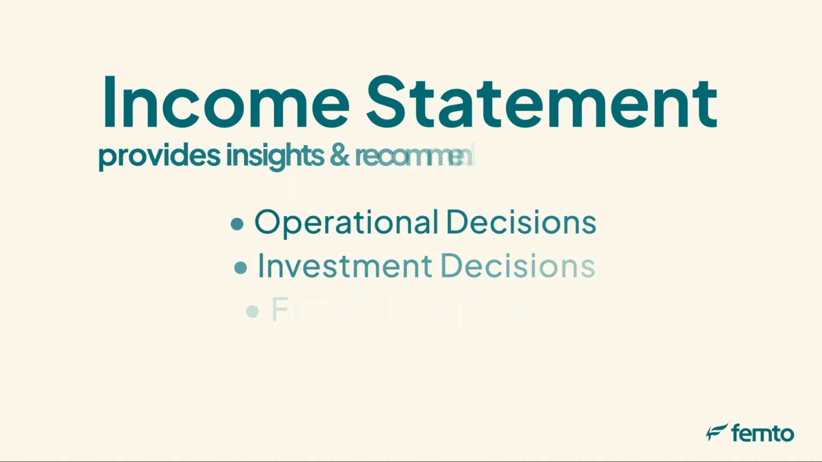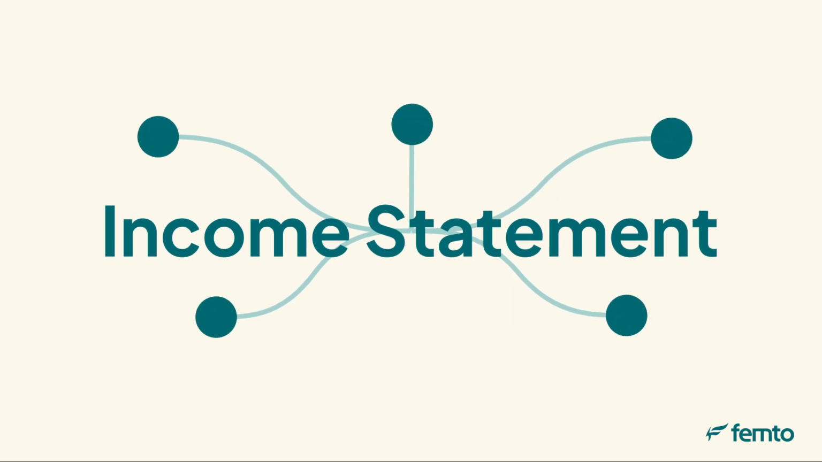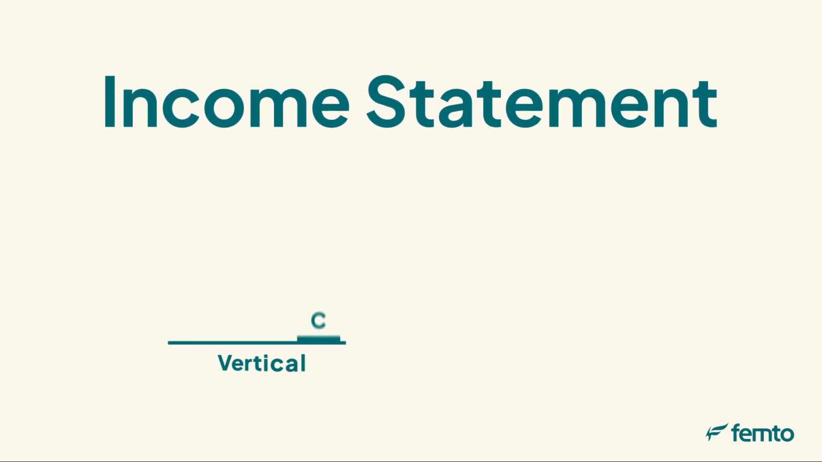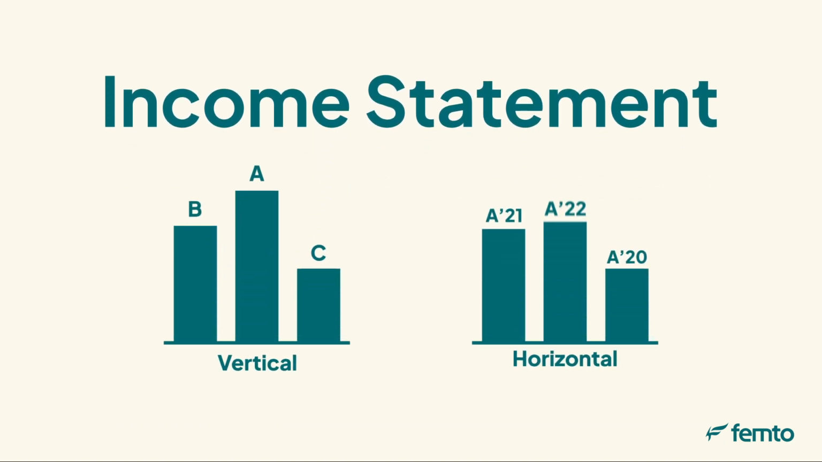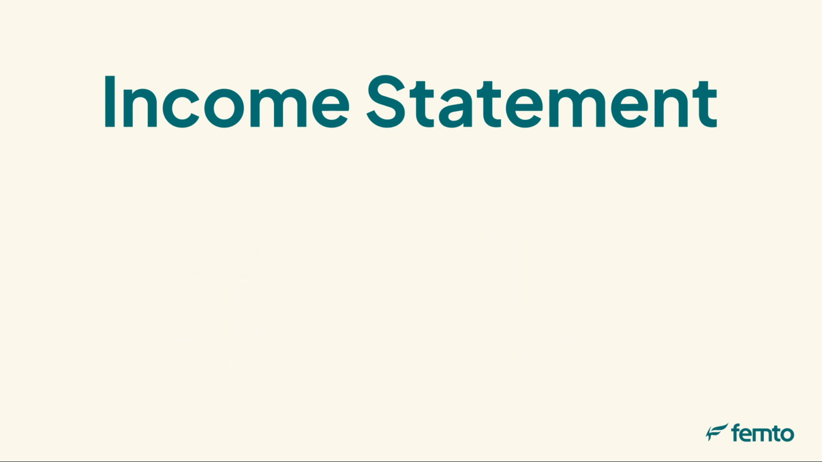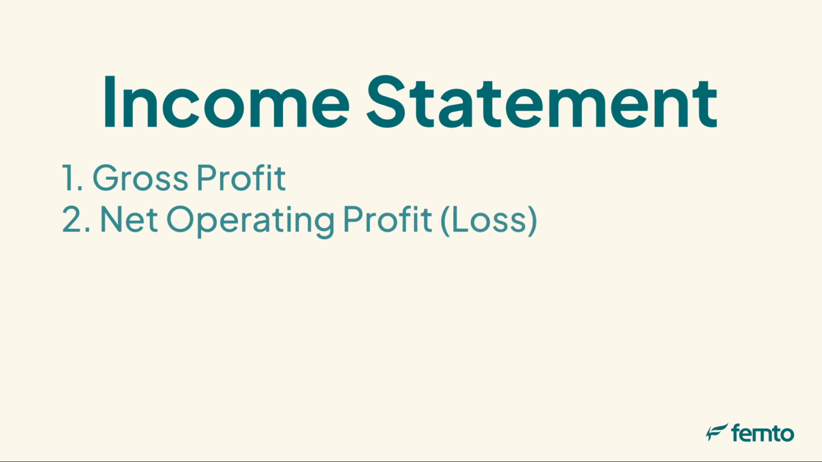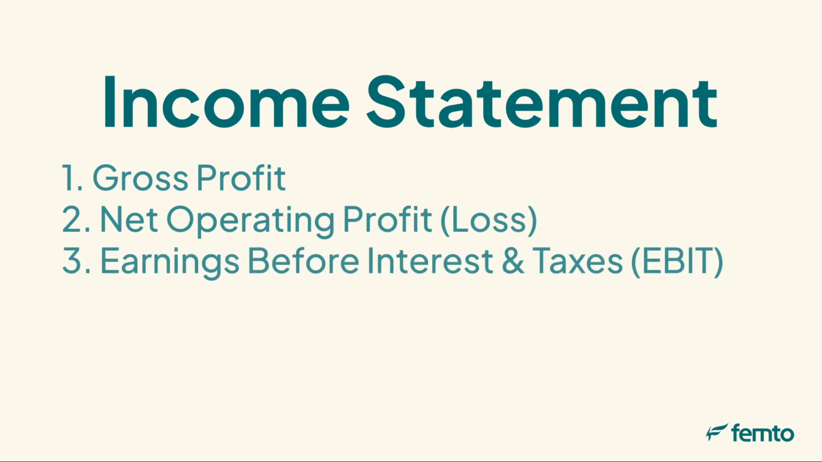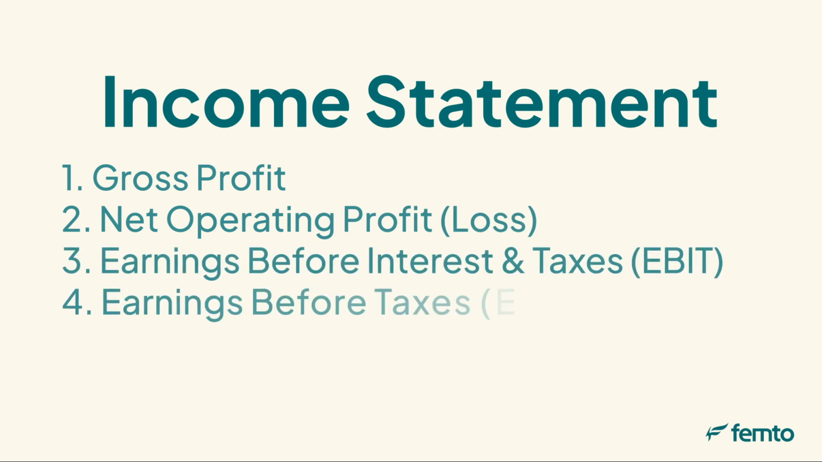In this video, we will introduce the P&L's 5 main checkpoints an analyst should use in vertical and horizontal analysis. The checkpoints are calculated and analyzed in chronological order to understand the drivers of performance. 1. Gross profit. 2. Net operating profit or loss. 3. Earnings before interest and taxes. 4. Earnings before taxes. 5.